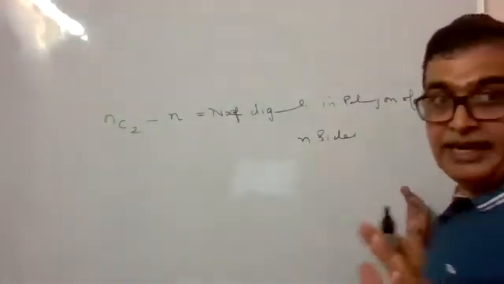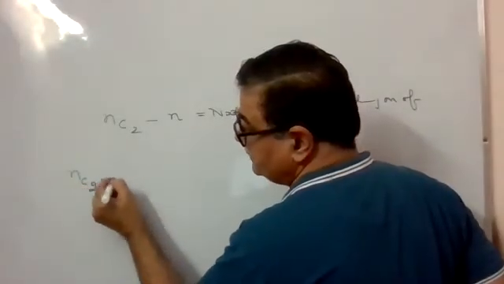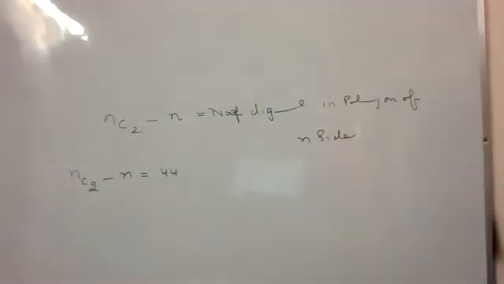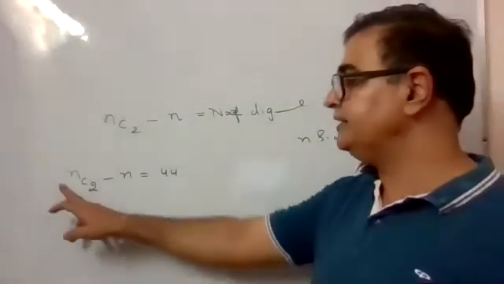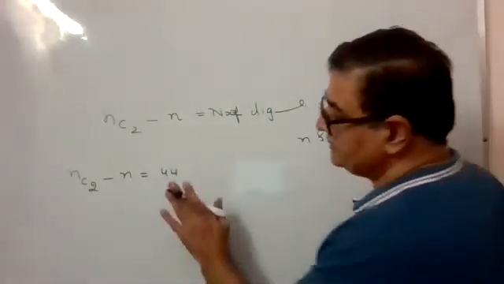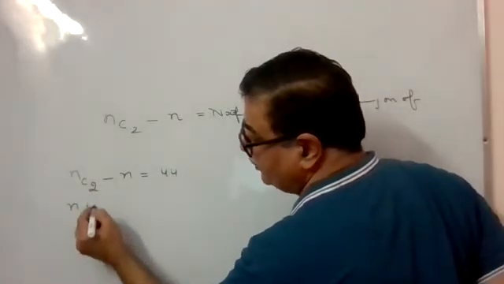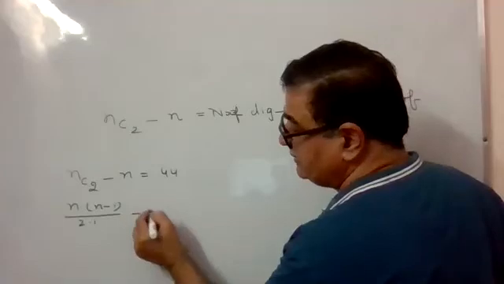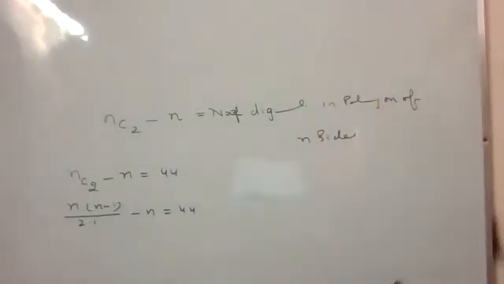If it has n sides, then the number of diagonals, as I told you just now, is NC2 minus n, and this is given in the question as 44. How many diagonals have they given? 44. So NC2 minus n is the number of diagonals we have, and now they are asking what n is. So you can solve it. NC2 we write as n into n minus 1 by 2, minus n, equals 44.